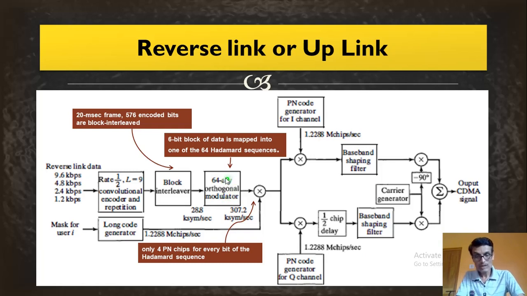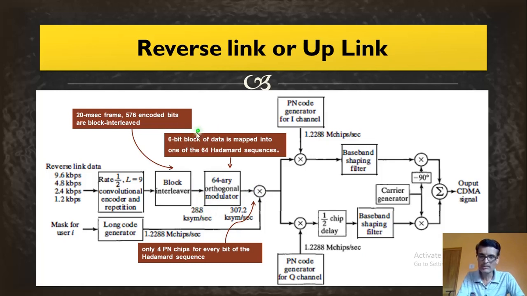Now here, before going to this particular block, just come to this again. The mask for user I, a particular user, is given to the long code generator, and a 1.2288 megahertz code is generated by using a PN code sequence. Fine. So these outputs are multiplied over here. Here, at the input, we have 28.8 kilosymbols per second.